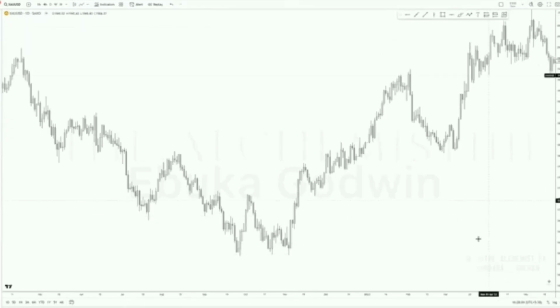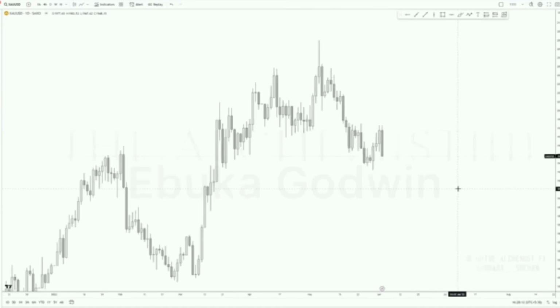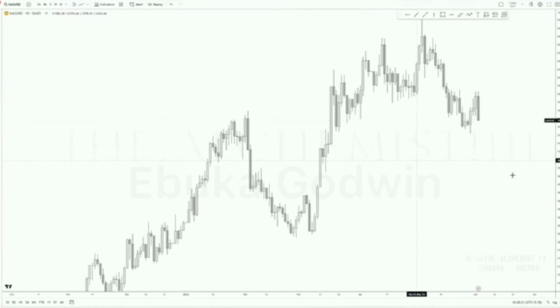Now there's another type of SNR. We call it open close levels. Open close levels are made when you have the same type of candles. Let's say we have two bullish candles, then an open close is made. Let's say we have two bearish candles, then once again an open close is made.